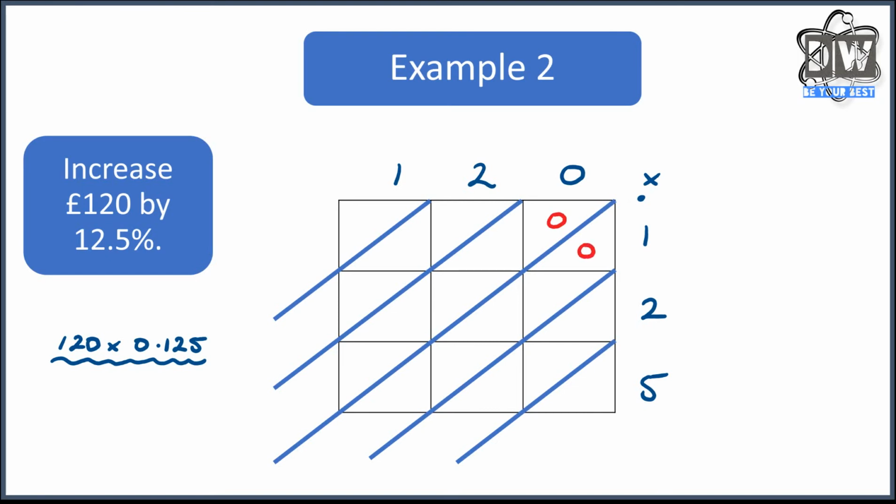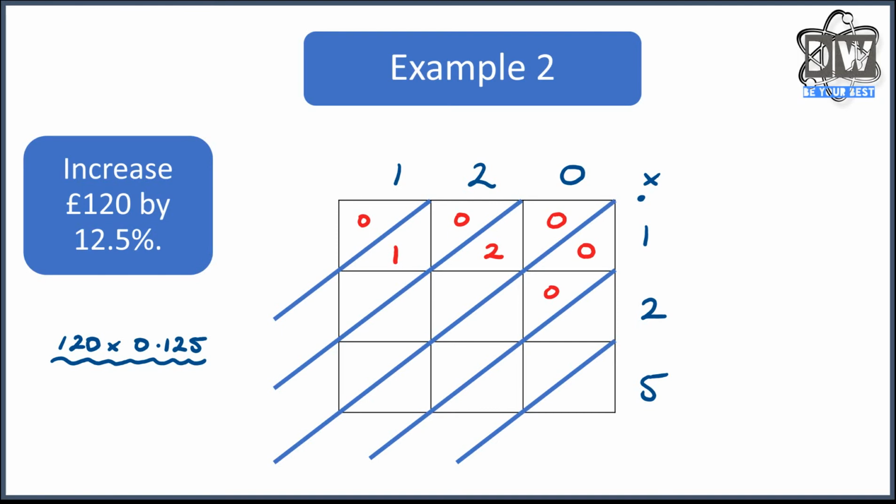1 times 2 is 2. 1 times 1 is 1. And you can see how quick this is. Some would say it's much slower than what they would do, but I promise you if you timed it, you'd be amazed. 2 times 0 is 0.